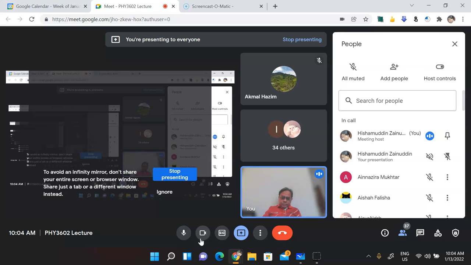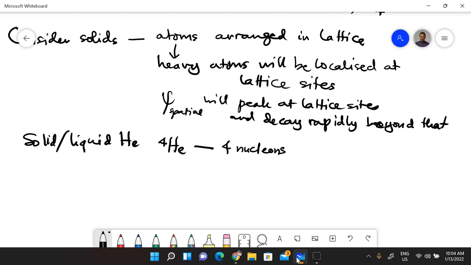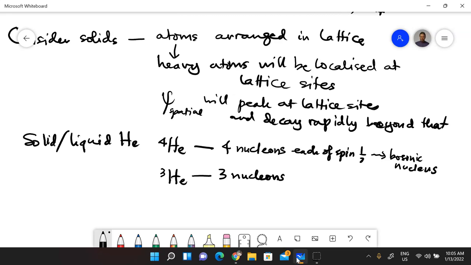So, okay, let me go back to where I stopped just now. So over here, each of these nucleons is going to be of spin half. And because of this even number of nucleons inside the nucleus, this will give you a sort of bosonic nucleus. Okay, so there is another one which is helium-3. It has three nucleons. In this case really it's two protons and one neutron. All of them are spin half, so the combination over there will give you a fermionic nucleus.